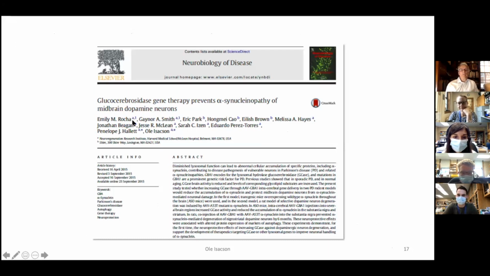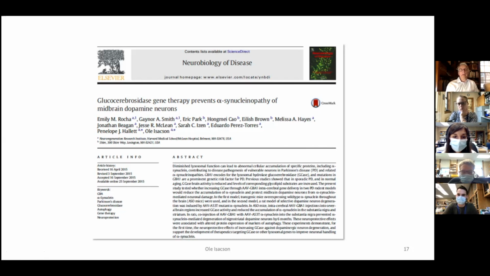And this was one of several papers, there were 3 even in that 1 year. But we managed to show that this gene therapy prevented alpha-synucleinopathy of the midbrain dopamine neurons. And I think we're very proud of this paper because it's quite real in the sense that it has both description and discovery in it. And it was followed by other papers.